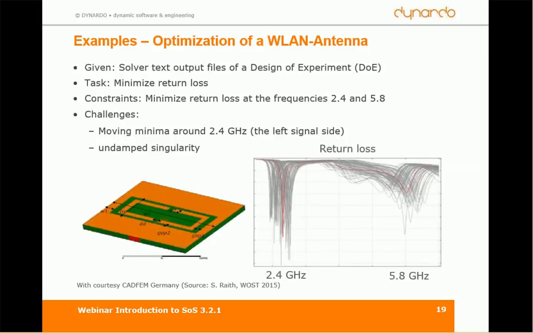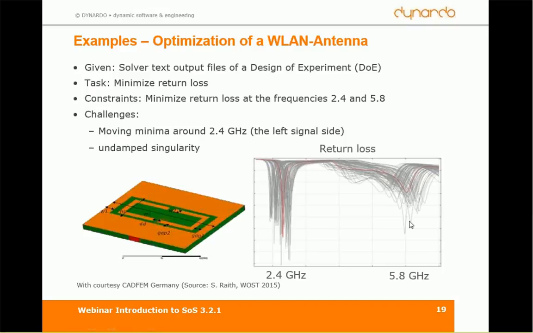This example shall demonstrate the use of Statistics on Structures on a one-dimensional discrete random field for a quite well-known consumer good, a WLAN antenna. Given a lot of solver output files of a previous design of experiments run, the task was to parameterize the one-dimensional random field output, the signal itself, and to minimize the signal loss at 2.4 and 5.8 GHz.